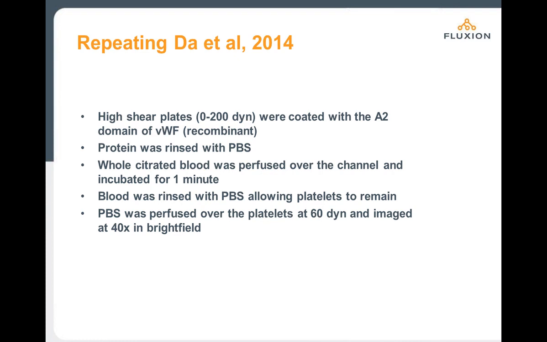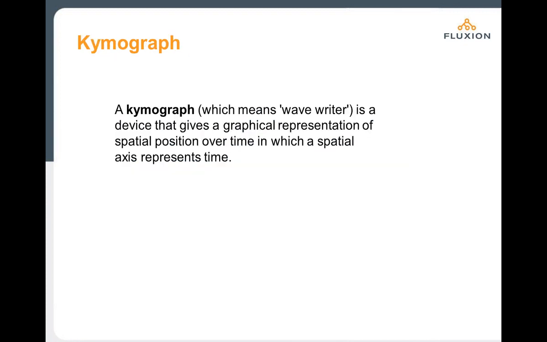One of our customers that we recently installed a system to had published a paper before they purchased this, and we basically repeated their findings. This is a summary of what took place. We took high shear plates, and these are plates that go between 0 to 200 dynes. They were coated with the A2 domain of VWF. This was a mammalian recombinant protein.